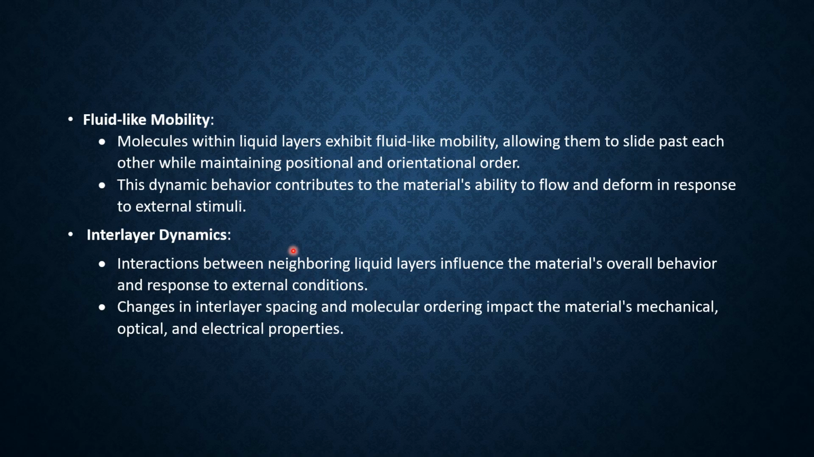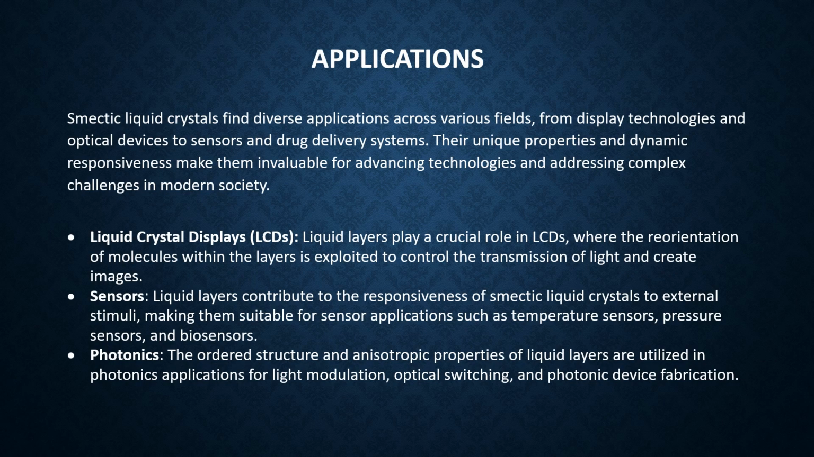Next, the interlayer dynamics. We saw interlayer spacing. Now, the interaction between neighboring liquid layers influences the material's overall behavior and response to external conditions. The next one is the change in interlayer spacing. We saw how interlayer spacing is changed by temperature, pressure and molecular ordering. This will impact the material's mechanical, optical and chemical properties, which were discussed in the previous slide.